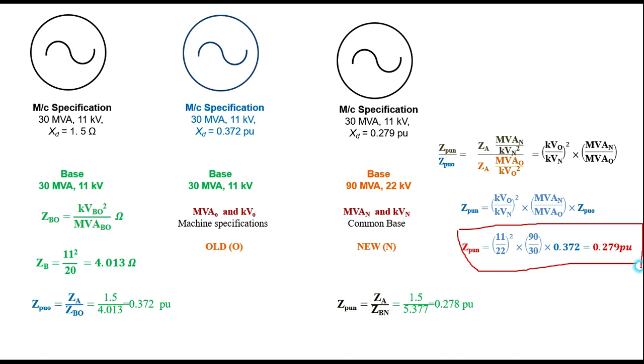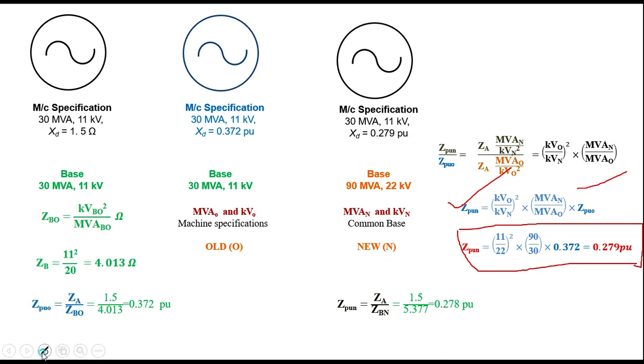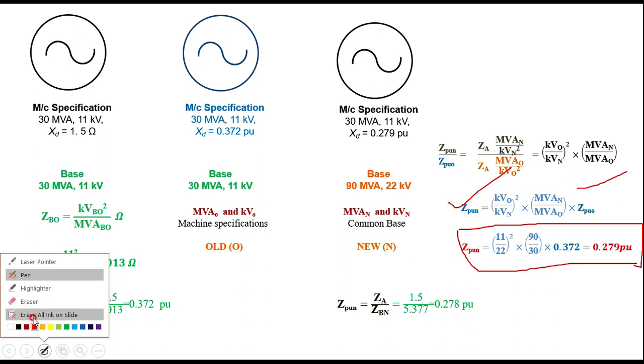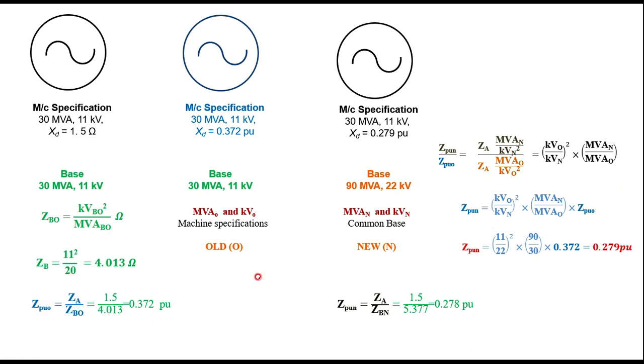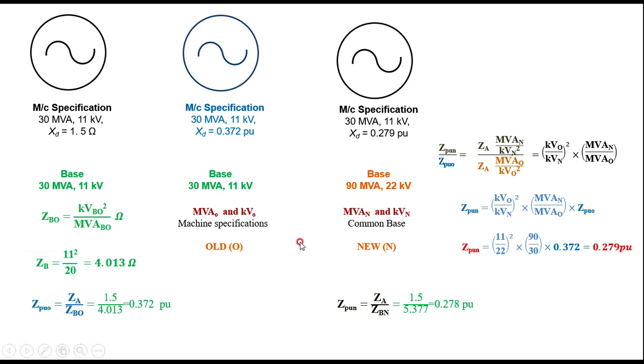If you know the old base values and old per unit value, then you can make use of this formula and calculate the new per unit value. This is how you have to calculate. If there is a change of base quantity given, in that case you have to make use of this particular formula and find out the new value of per unit value. The same thing I am deriving in the next slide, which I am taking under the heading changing the base per unit quantities.